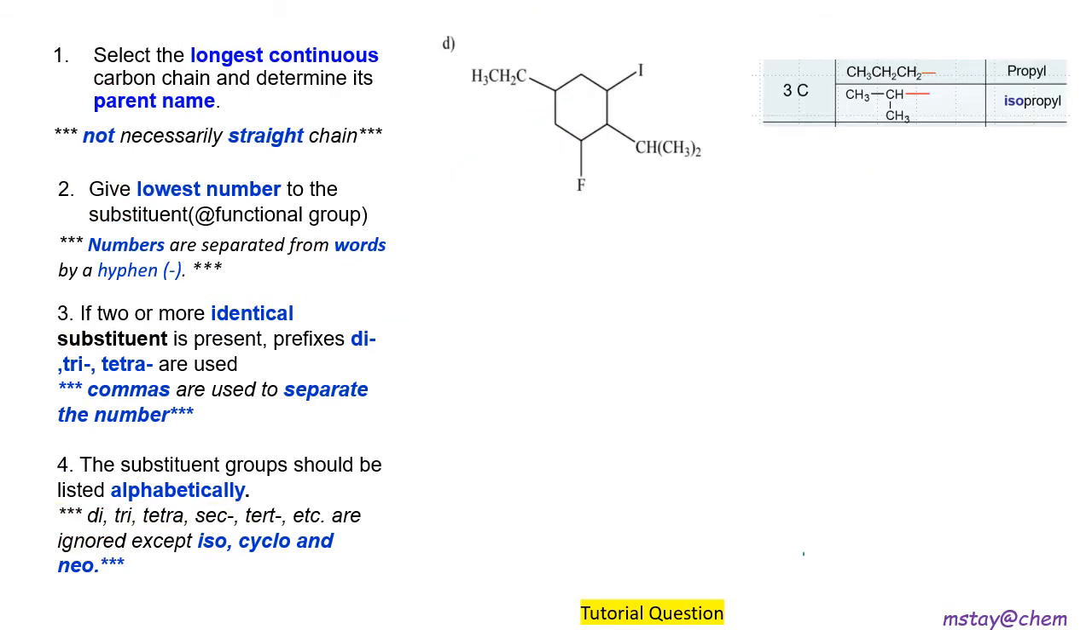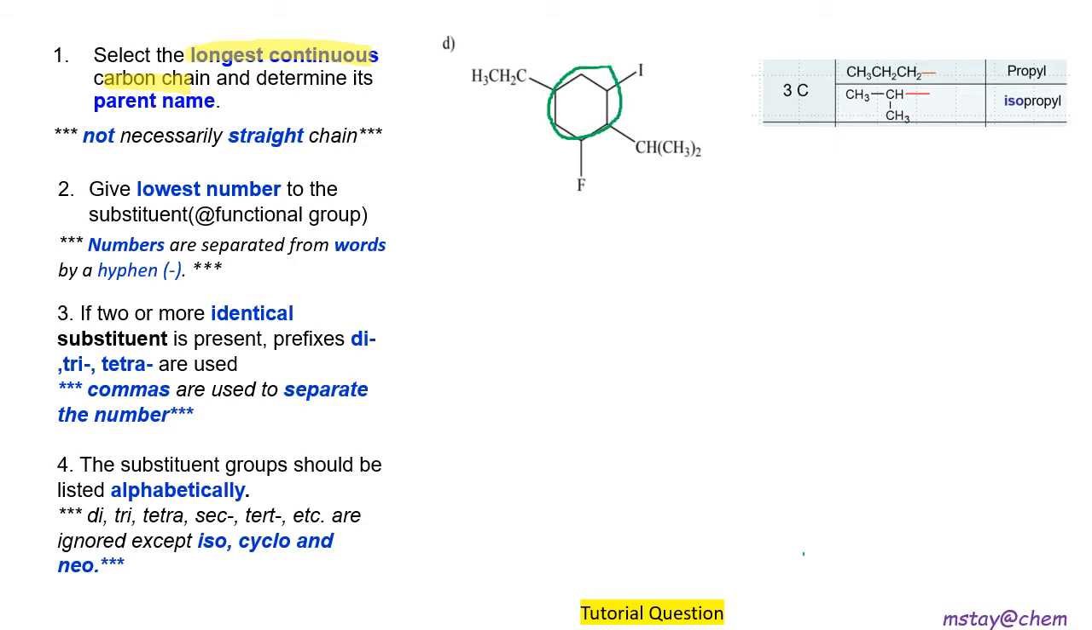Proceed to tutorial question D. Select the longest continuous carbon chain. For this one, when we look here, this involves 2 carbons, and this one involves 3 carbons. So definitely these are the substituents and they will not act as the parent. The parent will be this cyclohexane.